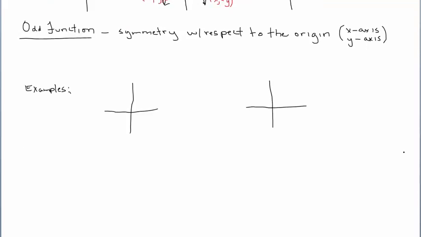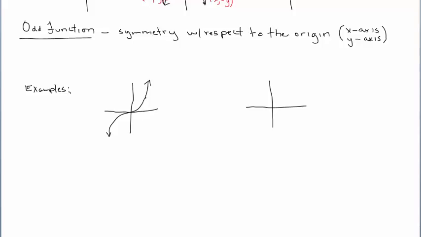Okay, so a graph that has symmetry with respect to the origin, or an odd function, would have the characteristics of something like this. Think of your cube graph, y equals x cubed. If you just study it for a minute, if you were to take just this part of the graph that's in quadrant 1, and reflect it over the y-axis, I'm going to do the y-axis first, and then reflect it over the x-axis, what's going to happen is it's going to lay on top of itself. What if I did the reverse order?